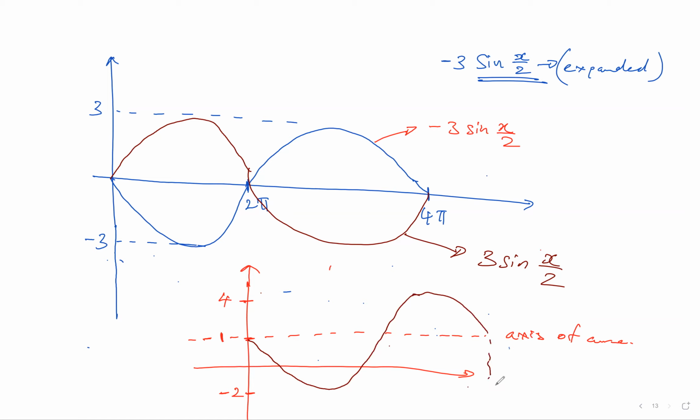So this one is the 4 pi. Here will be the 2 pi. Of course, this one will be pi, 3 pi, and so on. This is your pi, 3 pi. Your highest point is 4, lowest point is negative 2. Okay?